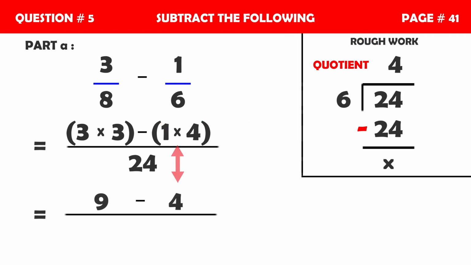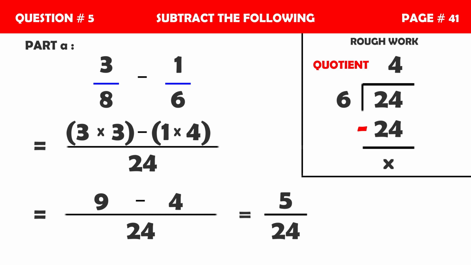Now move to step number 3. In step number 3, we will simply subtract the numerators. So subtract 4 from 9 to get 5. And the denominator 24 will remain same. There will be no change in the denominator. So our final fraction will be 5 over 24.